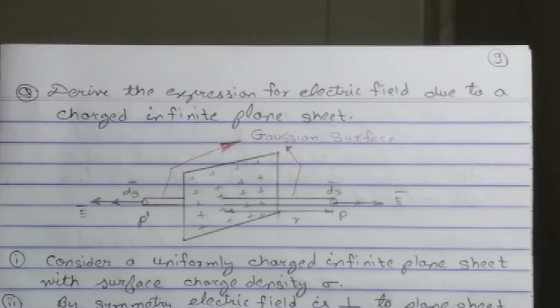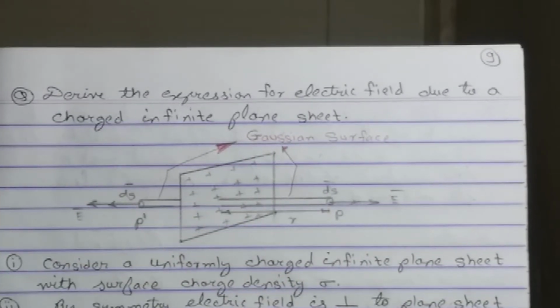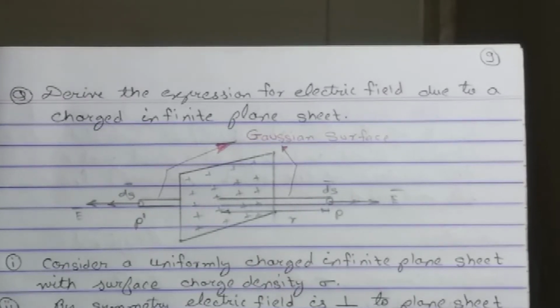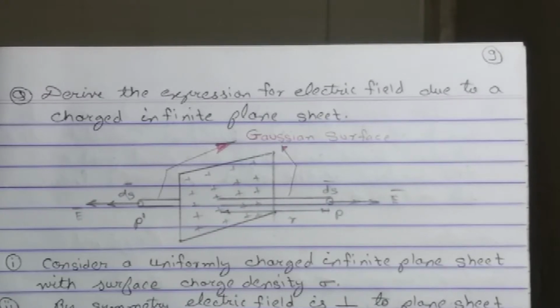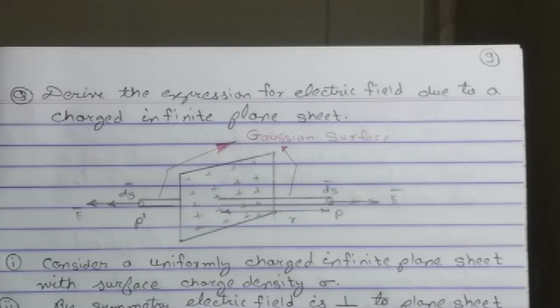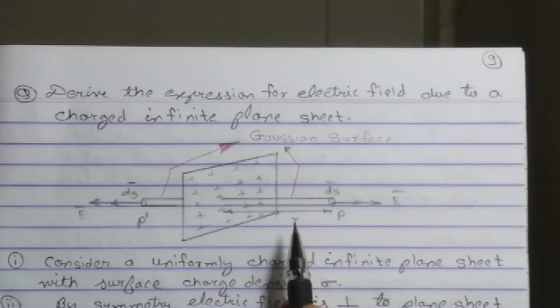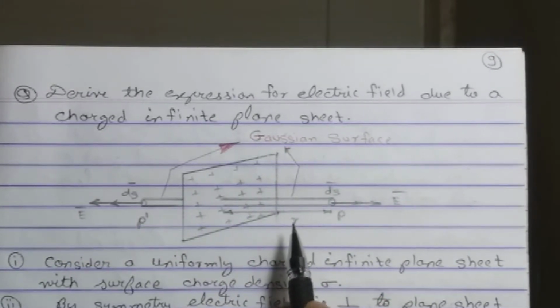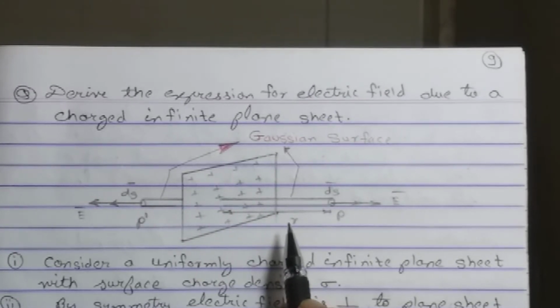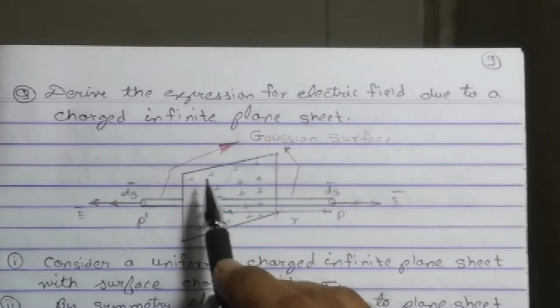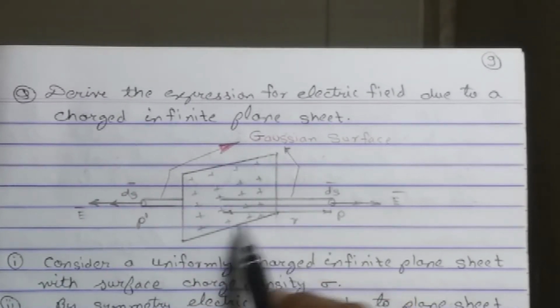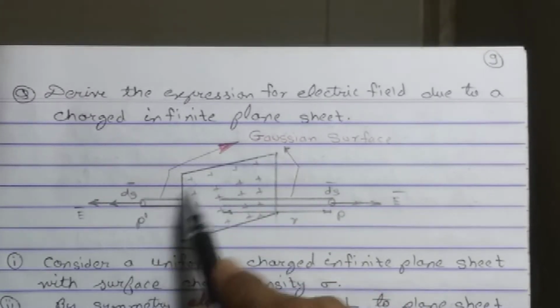Very good morning, students. Today we are going to find out the derivation for electric field due to the charge on an infinite plane sheet. In the last two lectures, we found the electric field intensity at a point outside a charged sphere and a charged cylindrical wire. In this lecture, we take a rectangular plane sheet.